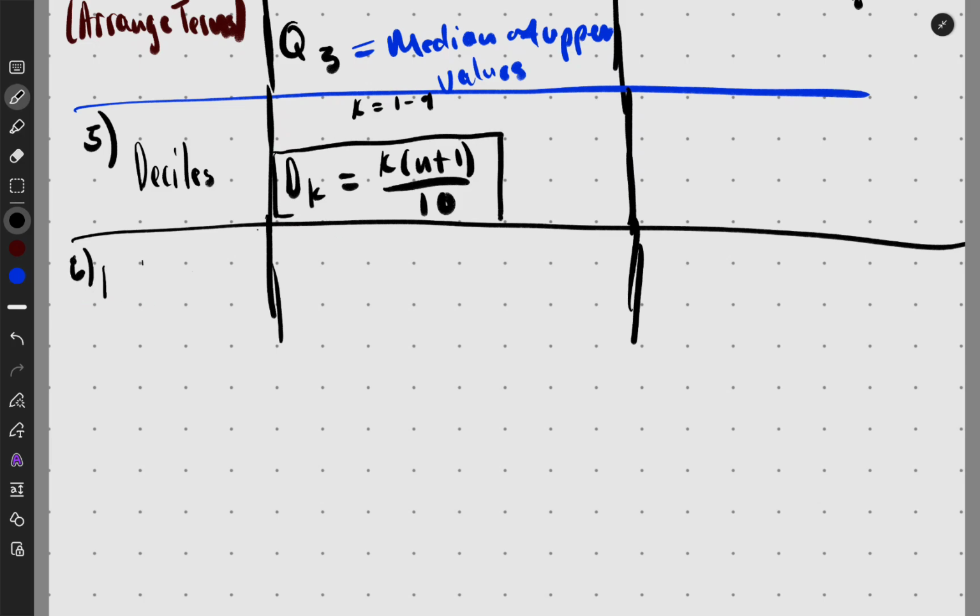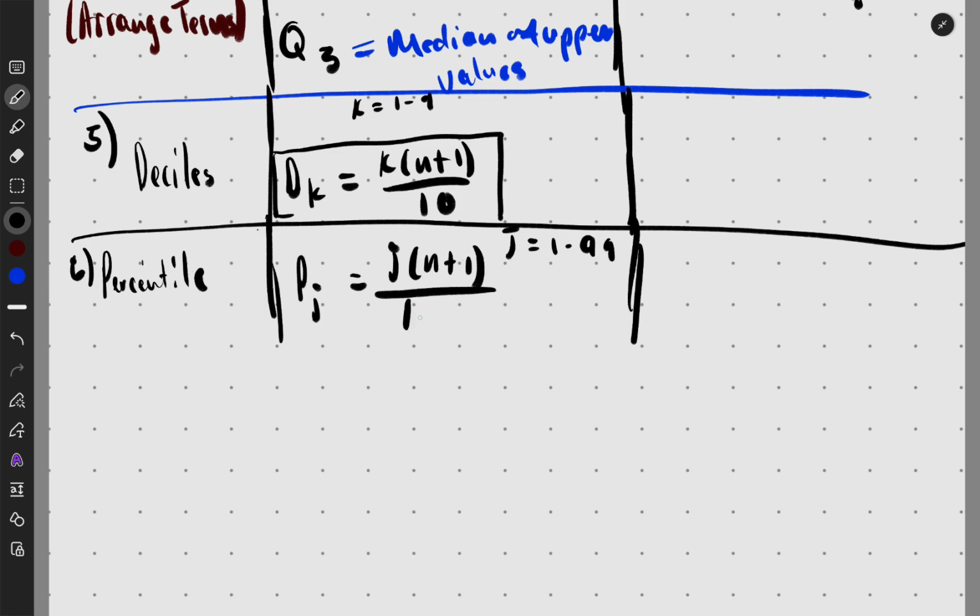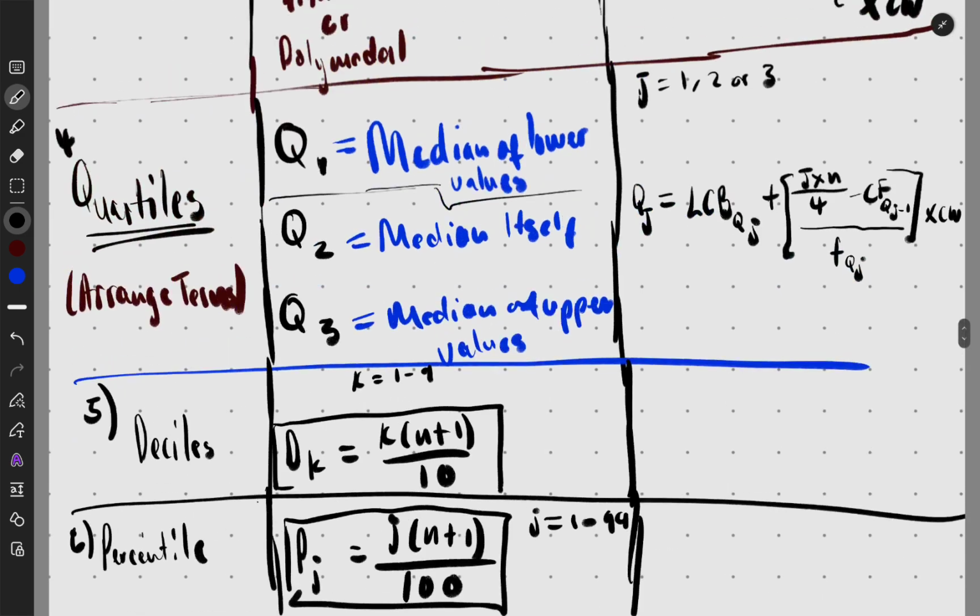Then number 6, we have the percentile. We say Pj, where j is 1 to 99. For the 99th percentile, it will be j times n plus 1 divided by 100, whatever j is. And n is the number of terms. So j will be equal to 1 all the way up to 99. This is what happens, and we would be done with the measures of central tendency.